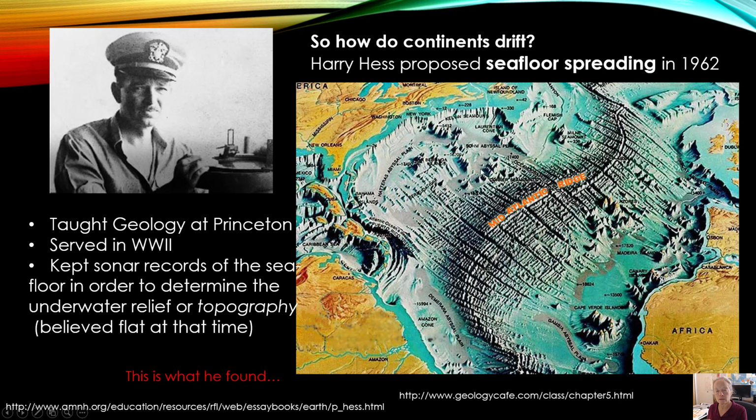We'll be talking about all these different topographic features of the ocean basin eventually, but this is your first introduction to them. Near the land, it's more shallow. We call that the continental shelf, and then this would be the continental slope where it gets deeper. Anyway, this is what he found. And he came up with this thing called seafloor spreading, which would explain continental drift.